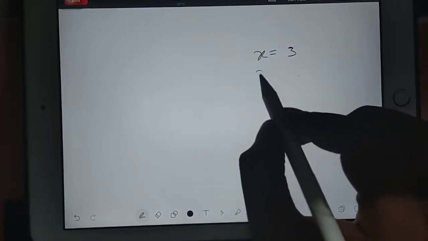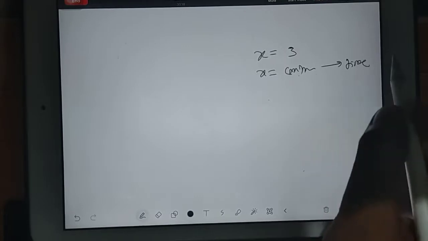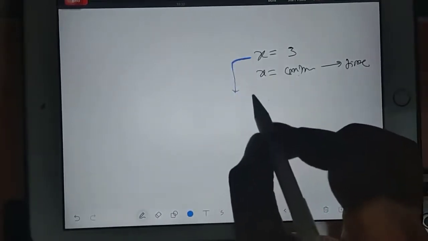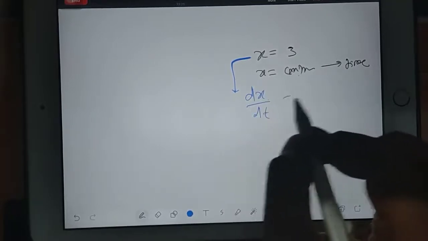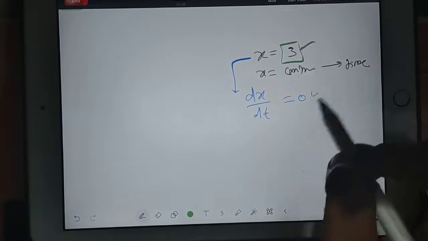Now see, understand one small example. Suppose x is equal to 3 and I am saying x is constant. x is not changing with time. So if you differentiate this x with respect to time, like dx by dt, you will get 0. Because whenever we differentiate a constant value, we get 0.